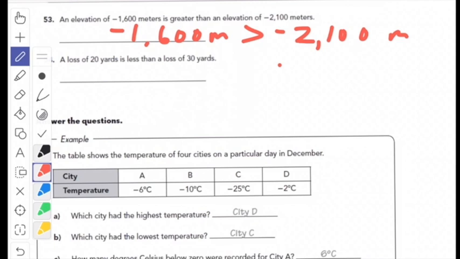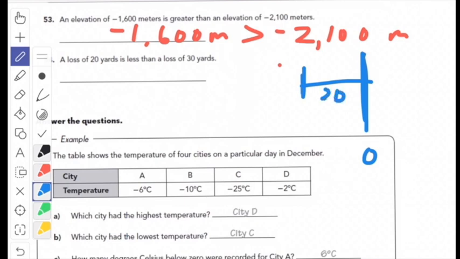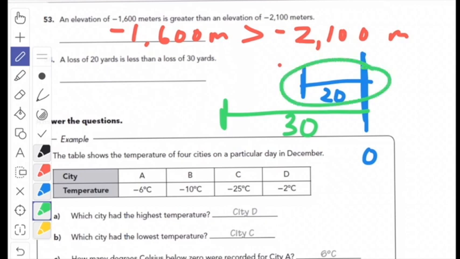Okay, for the next one, a loss of 20 yards is less than a loss of 30 yards. This is the tricky one. It's not -20. So when you look at this, it's basically talking about football. So if you have a line of scrimmage, which we're going to count as 0, if you lose 20 yards, there's 20 yards. And then if you go back to the line of scrimmage and you lose 30 yards, what you're doing is it says 20 yards, which is right here, is less than the 30, which is correct. So it's going to be 20 is less than 30. You're not going to do negatives here, so it's a little bit tricky.